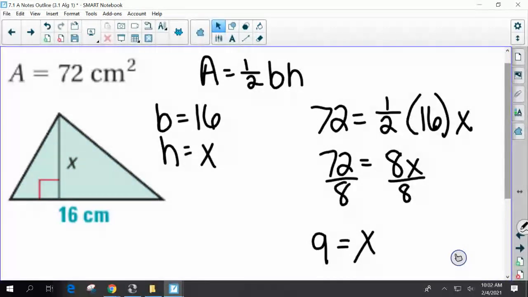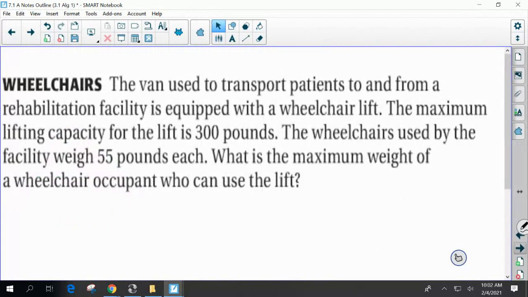Okay, so the next problem is an application problem as well. Probably not necessary for most of you to write an equation to solve this. But the van used to transport patients to and from a rehab facility is equipped with a wheelchair lift. The maximum lifting capacity for the lift is 300 pounds. The wheelchairs used by the facility weigh 55 pounds each. What is the maximum weight of a wheelchair occupant who can use the lift? So how much at the most could somebody weigh and still use the lift?